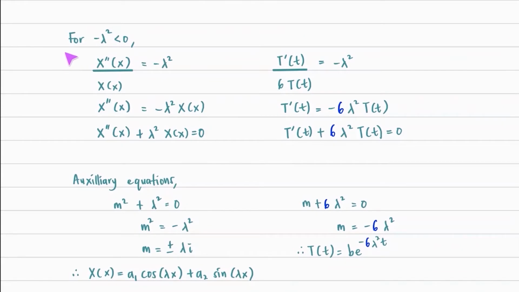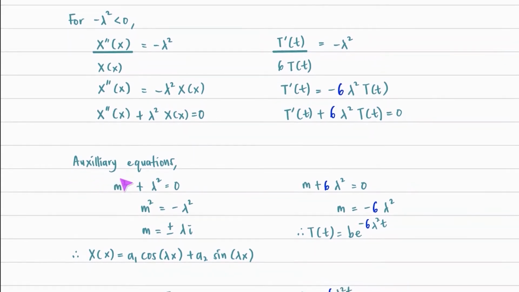After that, for negative lambda squared less than 0, X''(x) divided by X(x) equal to negative lambda squared. Rearrange this equation and hence we will get this equation. Based on the auxiliary equation, this will be m squared plus lambda squared equal to 0, and m is equal to plus minus lambda i. Therefore, X(x) is equal to a1 cos lambda x plus a2 sin lambda x.